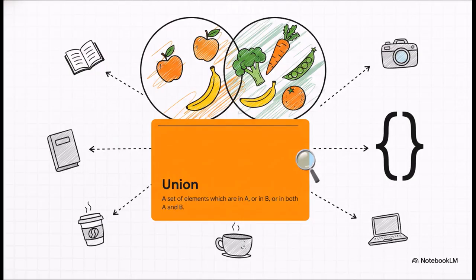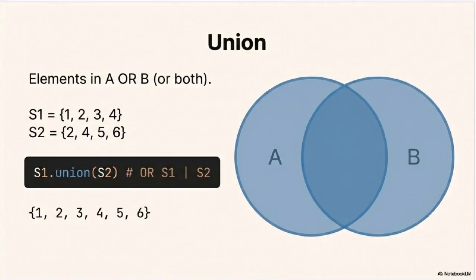A union is super simple. It just combines two sets into one. You get a brand new set that has every single unique item from the first set or the second set or, well, both. It's basically like taking two piles of stuff and just smushing them together into one big pile, with no duplicates, of course. And here's how you do it.